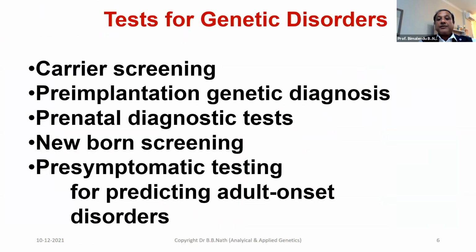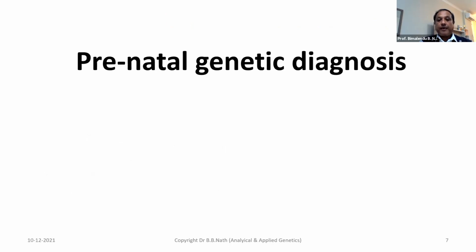And there are different tests for genetic disorders, like carrier screening. Those who are heterozygotes should be screened. And pre-implantation genetic diagnosis, prenatal diagnostic tests, newborn screening, and pre-symptomatic testing for predicting adult onset disorders. So there are many disorders which cannot be predicted beforehand, and then they manifest later in age.